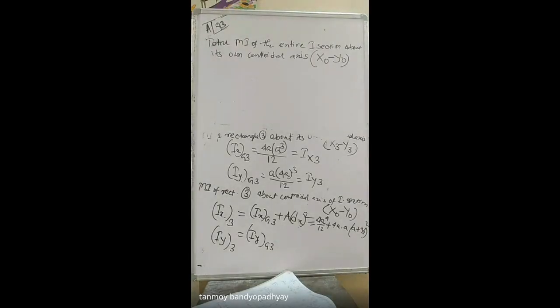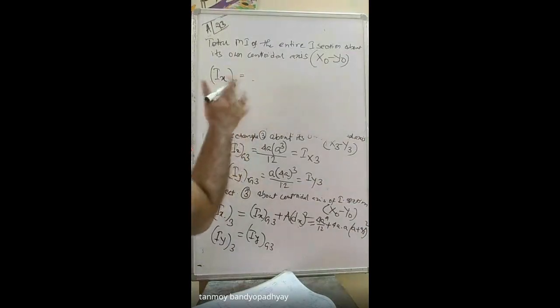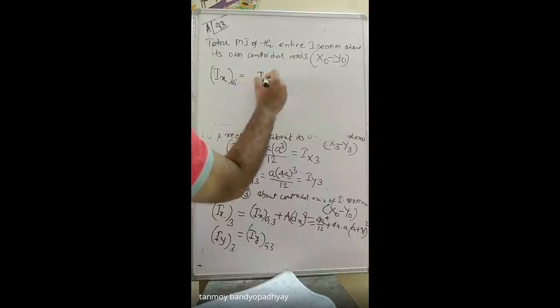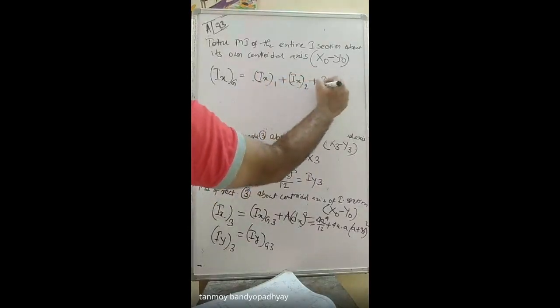So if you consider the I section to be a composite one, now you have to forget 1, 2, and 3. So this is ix, for the entire element, the entire thing. So that will be ix1 plus ix2 plus ix3.